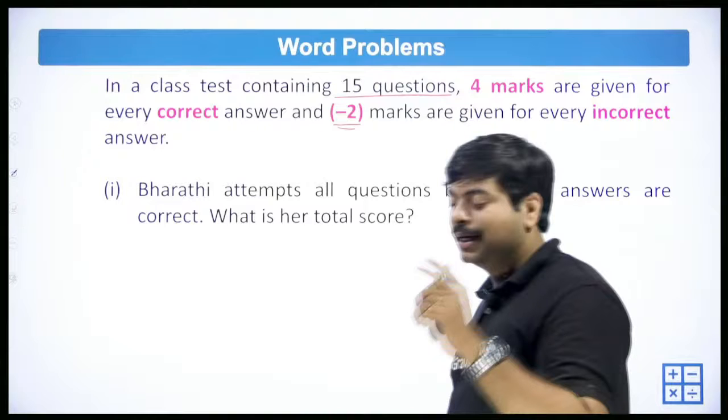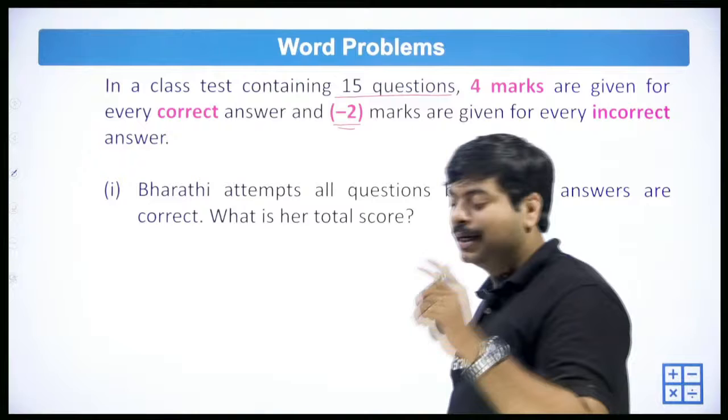Out of 15, 9 are correct, so 6 are wrong, and you're having minus 2 marks for each. So 6 into minus 2 will give you minus 12 marks. Now your final score will be the addition of these two. 36 minus 12, you'll be having 24. See, 24 marks is her final score.